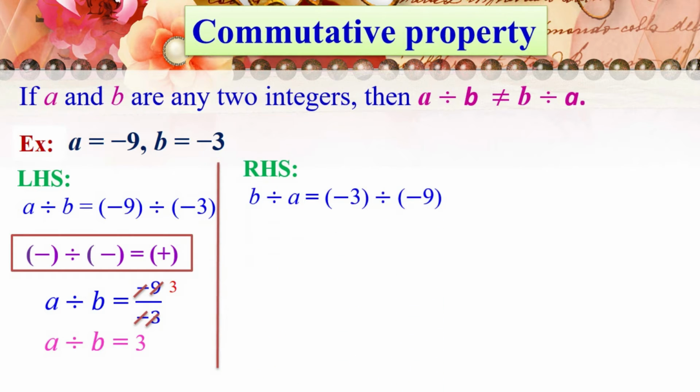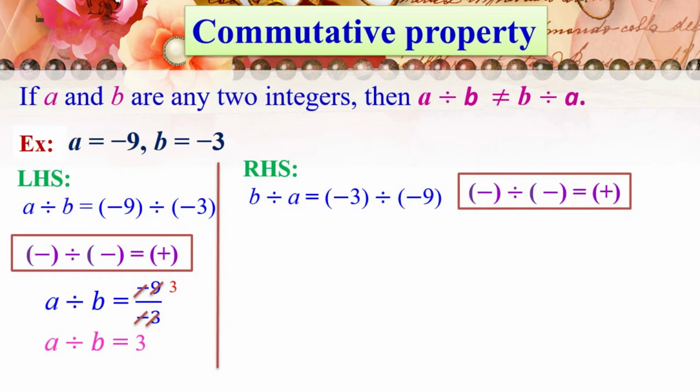Let's see RHS. b divided by a is equal to, substituting the values, b equal to minus 3 divided by a equal to minus 9. We get minus 3 divided by minus 9. Here also the same rule applies. Cancel the sign. 1 3 is 3, 3 3s are 9. We get 1 by 3. Therefore, 3 is not equal to 1 by 3.